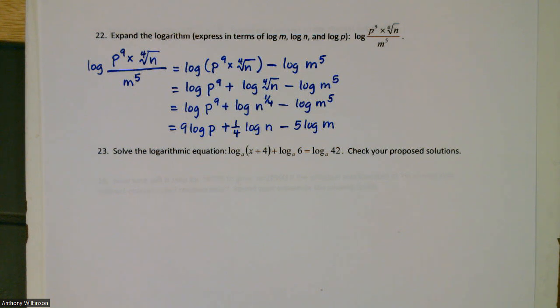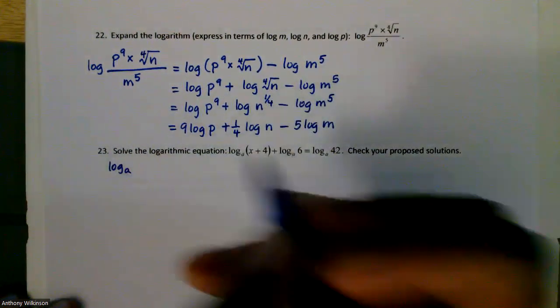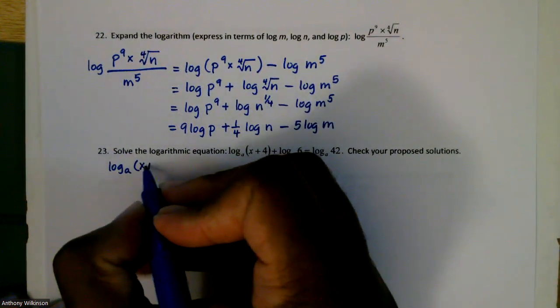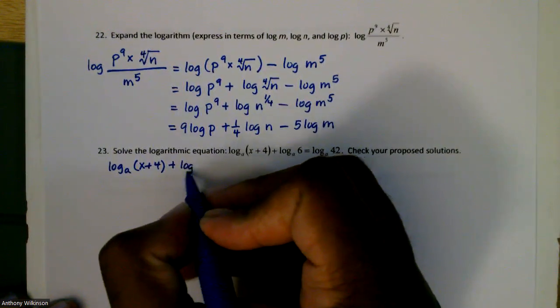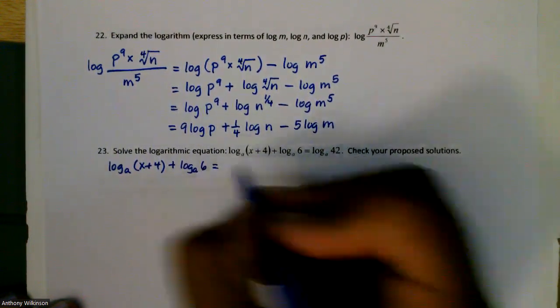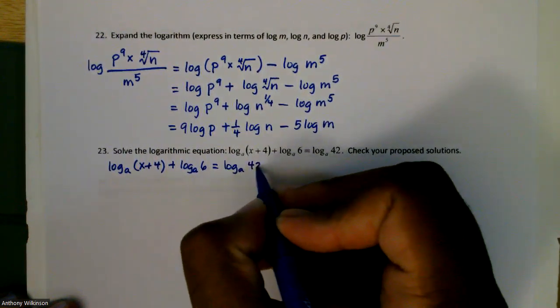Okay, number 23 is solving a logarithmic equation and checking the proposed solution. In this case here, I got log to the base a of the quantity x plus 4 plus log to the base a of 6 equaling log to the base a of 42. I'll go ahead and rewrite this. Log to the base a of 42.